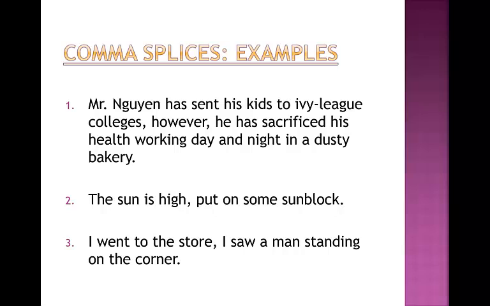And then the third sentence: I went to the store, I saw a man standing on the corner. Both of these items on either side of the comma can be sentences all by themselves. And both of these things just happened. So the best way to correct this is to take that comma out and put in the word and. I went to the store and I saw a man standing on the corner. That fixes all the problems.